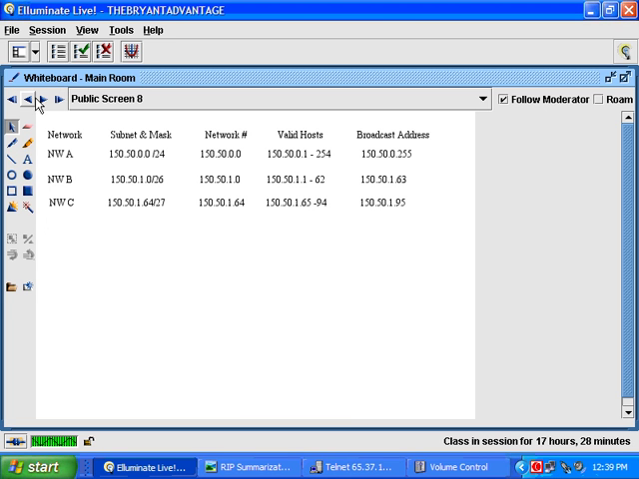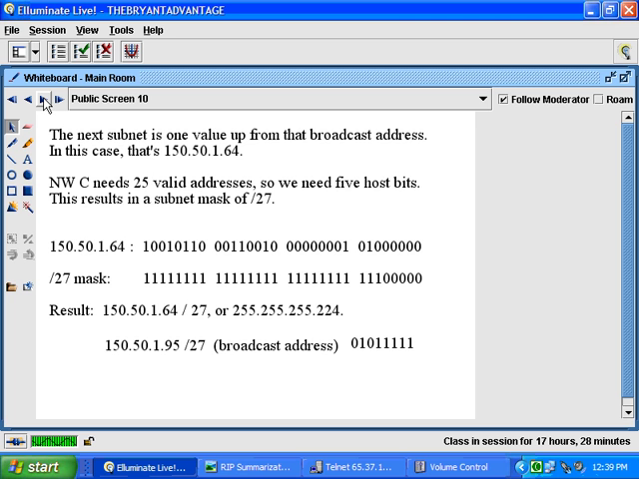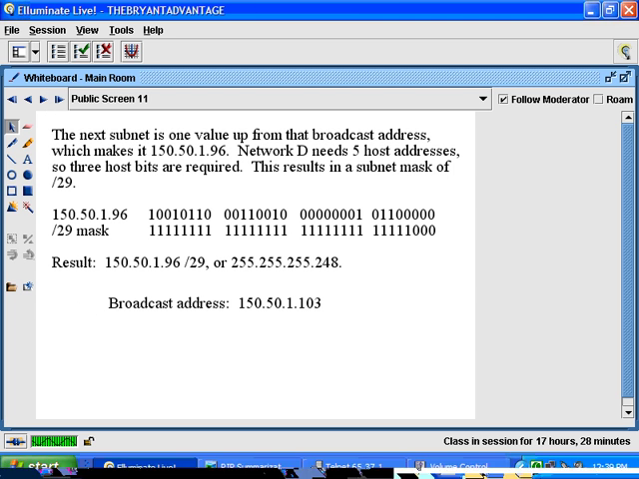So now you've done network C. Now we'll take care of the other 2 networks, really the same fashion. And for network D, the next subnet is going to be 1 value up from the broadcast address we used for C, and that makes it 150.51.96. Network D needs 5 host addresses, so technically 3 host bits are required. I say technically because that's what I would do on the exam if they didn't mention anything about future network growth, because 3 host bits will give us 6 valid host addresses. In the real world, I'd be really careful about that, because it's rare you're going to get a segment with that few addresses that you're never going to add to, or you're just going to add 1.